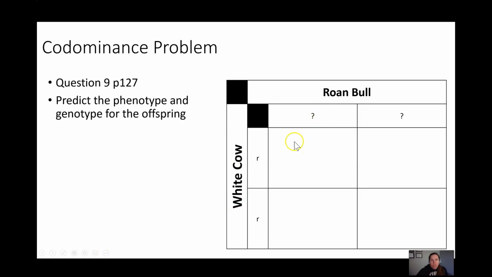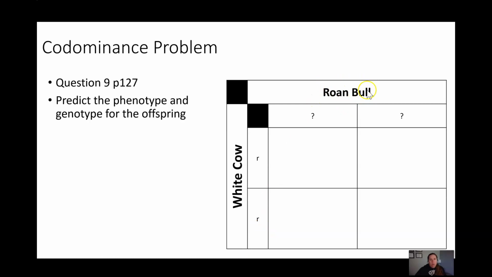I'm going to change these symbols really quick for you here. Hold on. Actually, I'm not going to change them because this is how they are in the problem. So this will work for us. So white cow has a lowercase r. So this particular white cow is homozygous. We know it's homozygous because it's white, right? The only way for it to be white is if it's homozygous for each of the alleles.